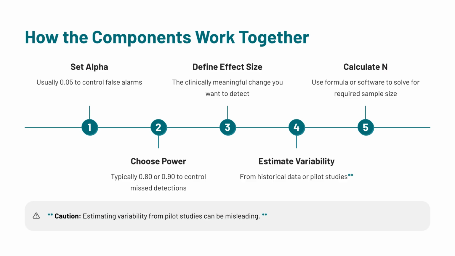Those are the 4 core ingredients for any basic sample size calculation: alpha, desired power, effect size, and outcome variability. Once we decide on those, we feed them into the appropriate formula, or software, to solve for n, the number of participants needed. The exact formula differs by study design and outcome type, but the logic is always about balancing those same components.